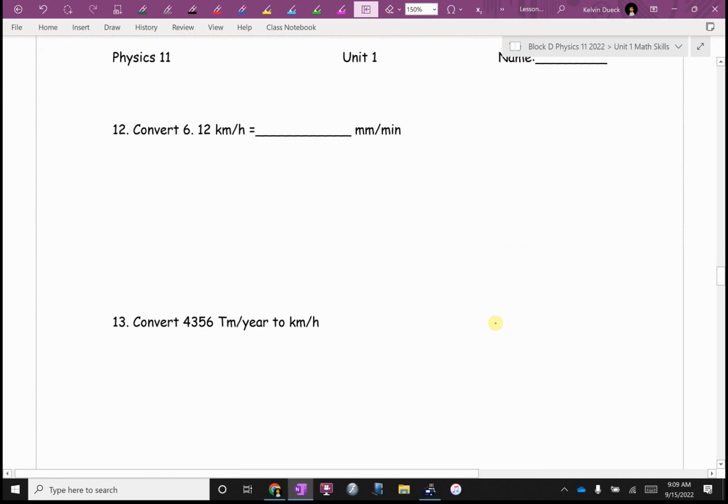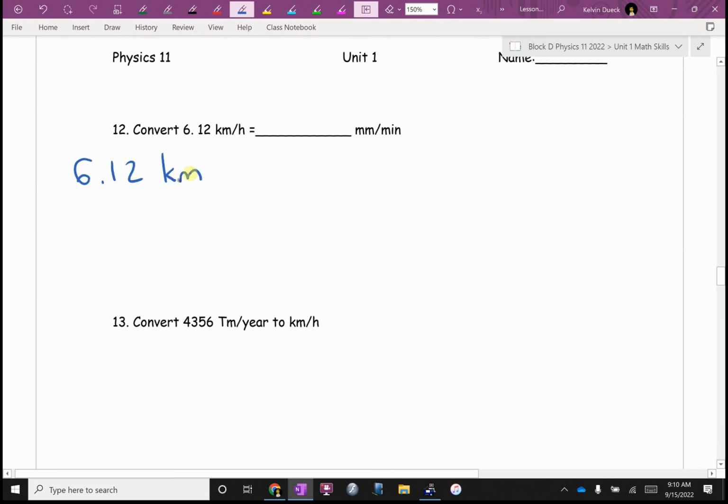Example 12, I like example 12. Example 12 is a nice question. This is a tough question. Why is this a tough question? Again, we've got a 2-level fraction. See it, Logan? We're going to write it as a clear 2-level fraction.